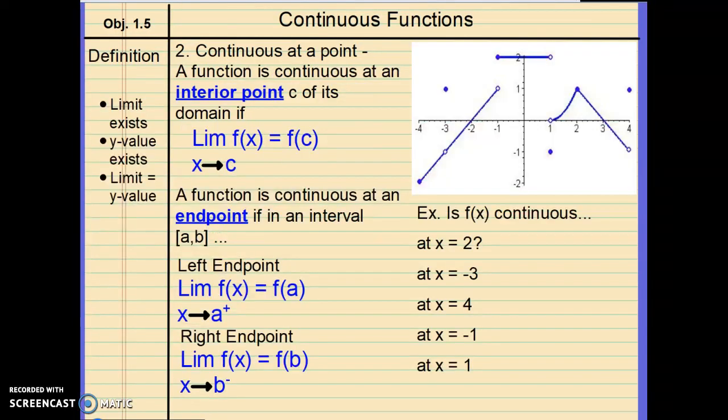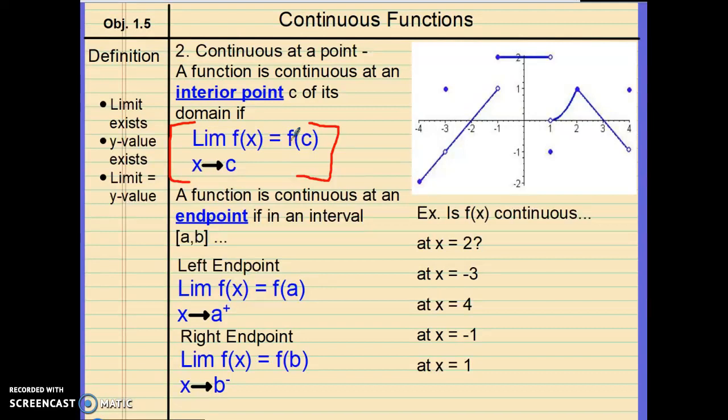Let's go ahead and define it formally. In terms of calculus, we are going to define continuous at a point in this manner. A function is continuous at an interior point c of its domain if the limit as x approaches c of f of x is f of c. And by interior point, I just mean if you're talking about an interval, interior points are everything in between. Now, this statement that we just made is going to be super important, and I'm going to ask about it often. The limit as x approaches c of f of x is f of c.